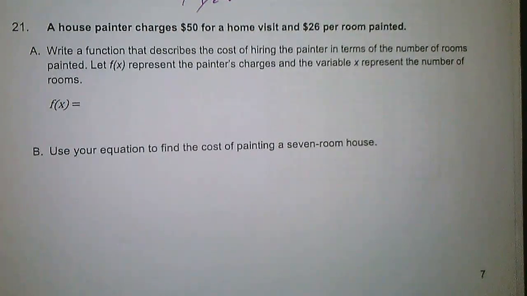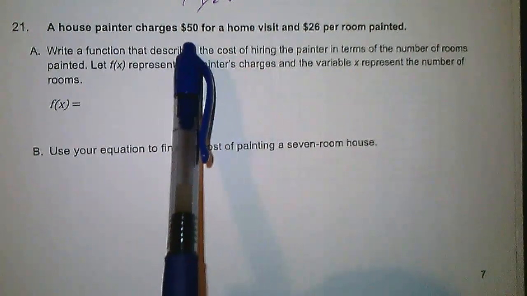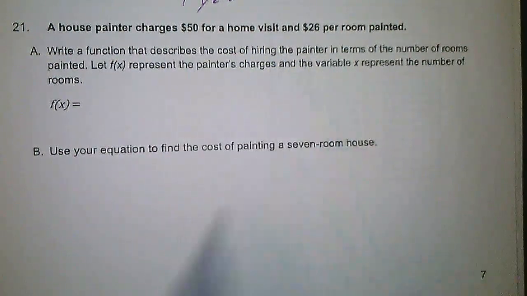Finally, number 21. A house painter charges $50 for a room visit and $26 per room painted. Write a function that describes the cost of hiring the painter in terms of the number of rooms painted. Let f of x represent the painter's charges and the variable x represent the number of rooms.